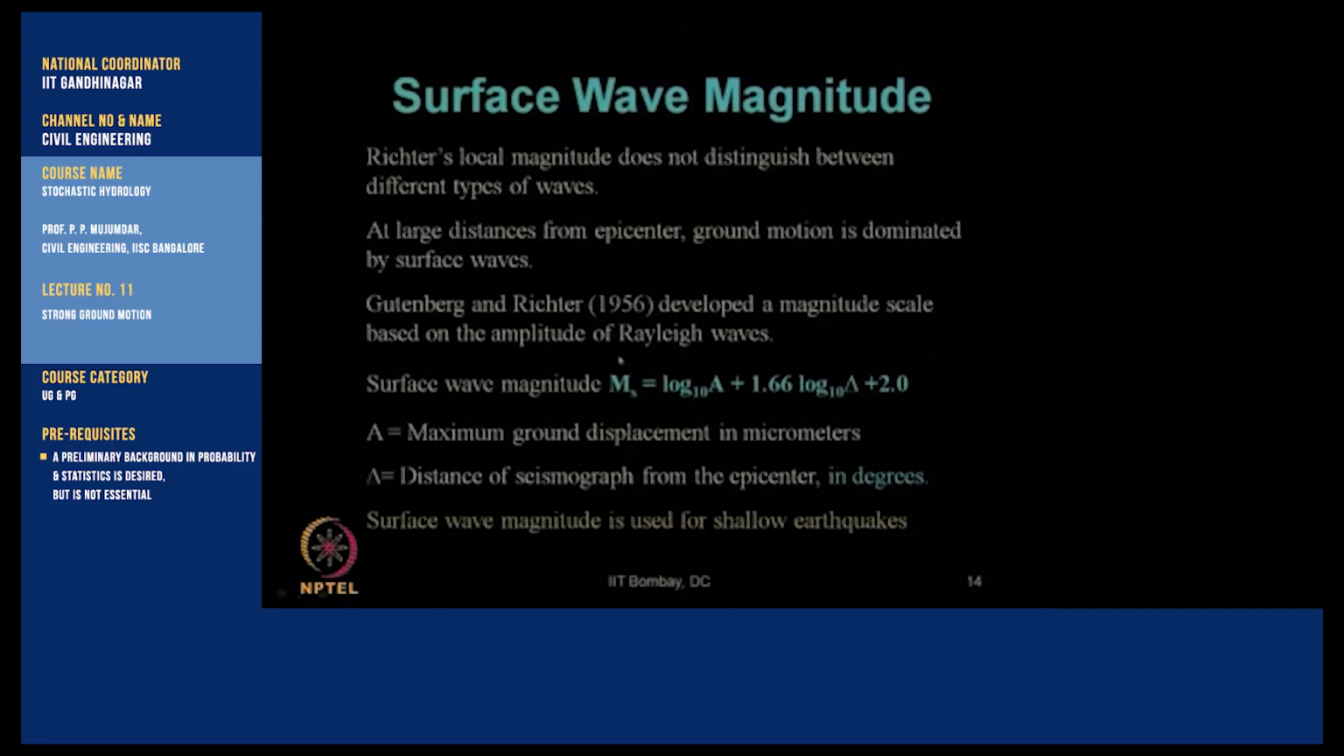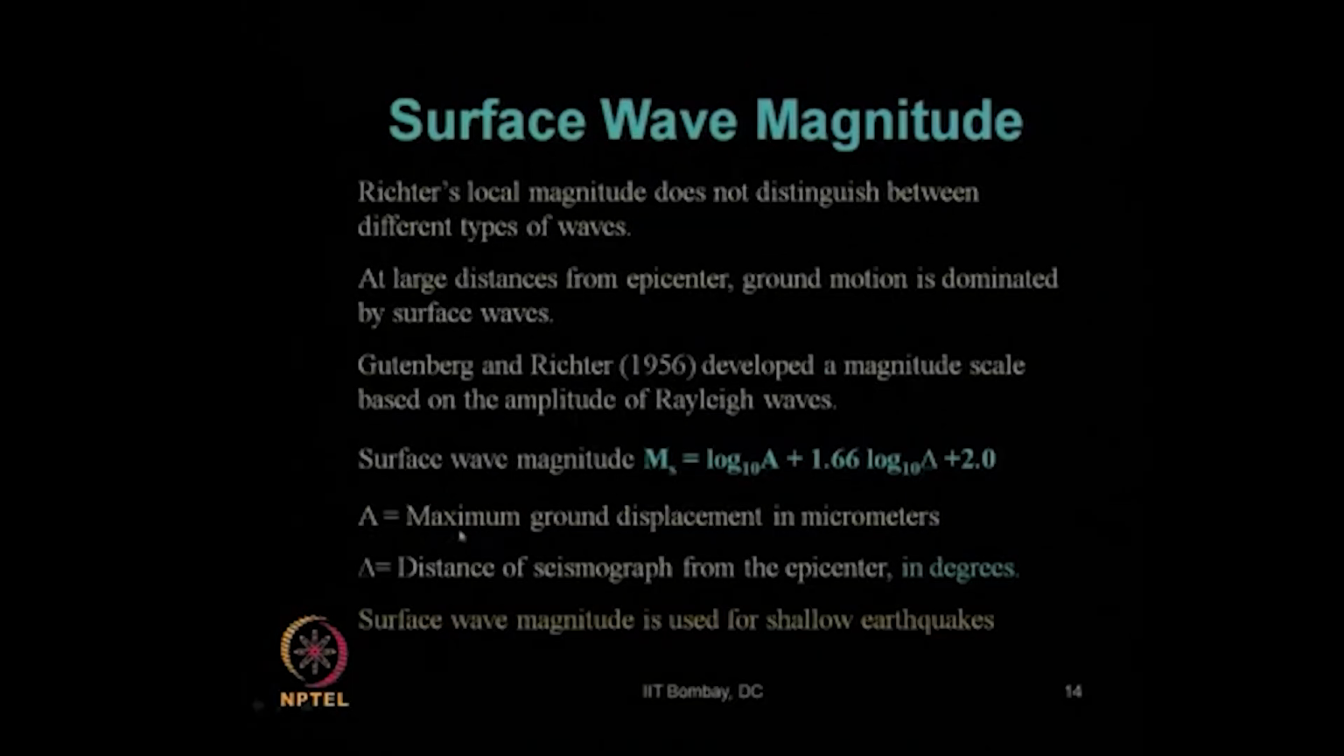So, what does this empirical relation say? What are the various units and components? This A is nothing but the maximum ground displacement in the unit of micrometers. Remember, here there is a change: it is not in millimeters, it is in micrometer unit. This A value is the maximum ground displacement in micrometers, and this delta is the distance of the seismograph from the earthquake epicenter in the unit of degrees.